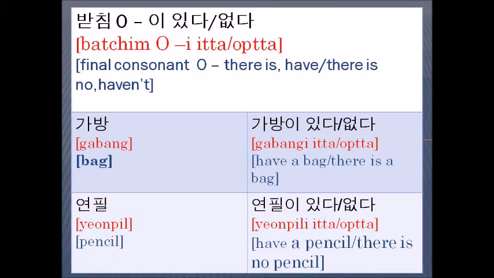Kung may patim or final consonant ang word, ang idadagdag niyo po ay i-ita. So, babasahin ko po ang sa baba. Kabang is bag. So, may patim po siya or final consonant, kaya lalagyan ko po siya ng i-ita or i-opta.